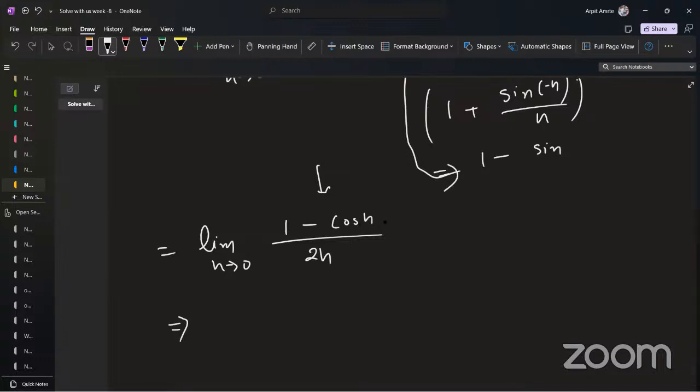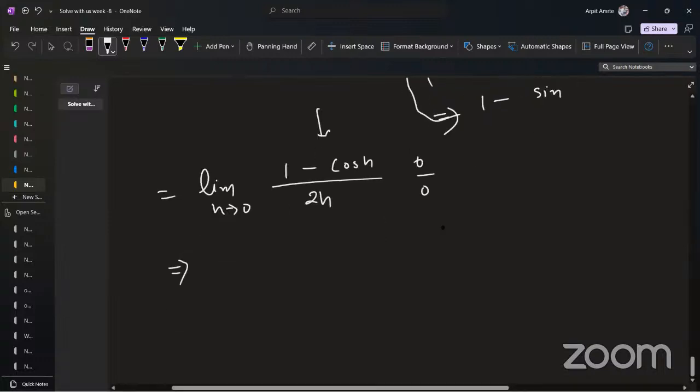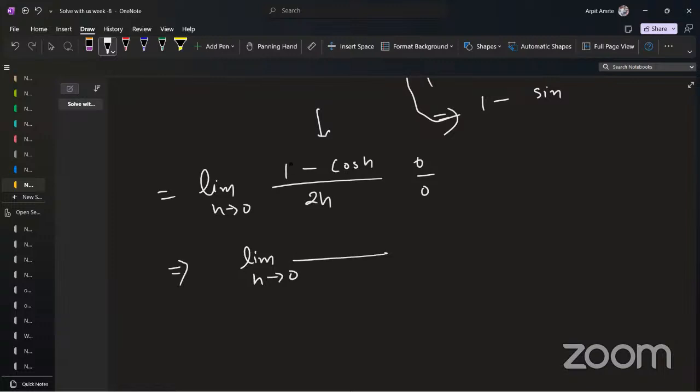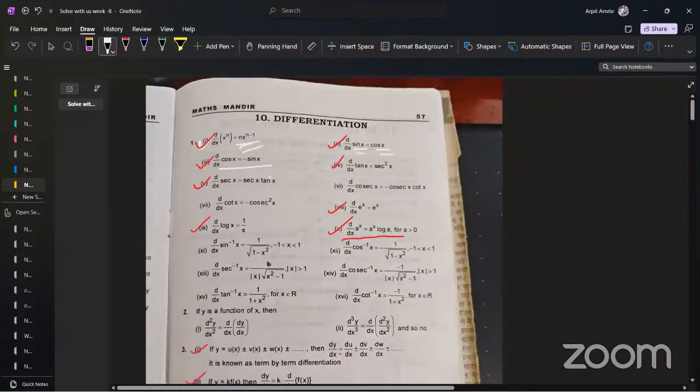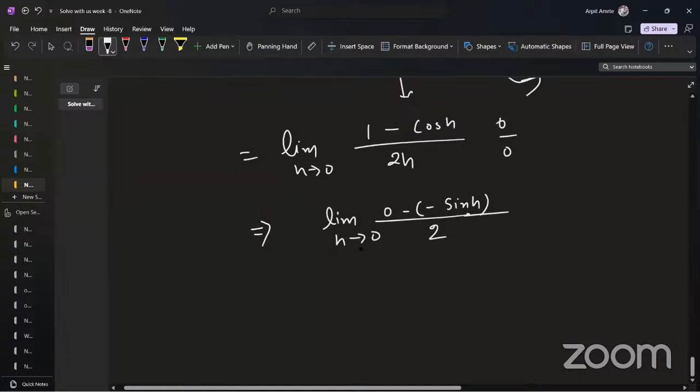Now, again, this is a 0 by 0 form. If you put h equals 0, where cos 0 is 1, 1 minus 1 is 0, here 0. We need to again apply L'Hospital rule here. Right? Right, sir. We can apply L'Hospital rule as much as we want. So here again, we need to apply L'Hospital rule. So this is constant, becomes 0 minus. This is what? Cos h, differentiation of cos h is minus sin h. This is 2. Now it will become what?